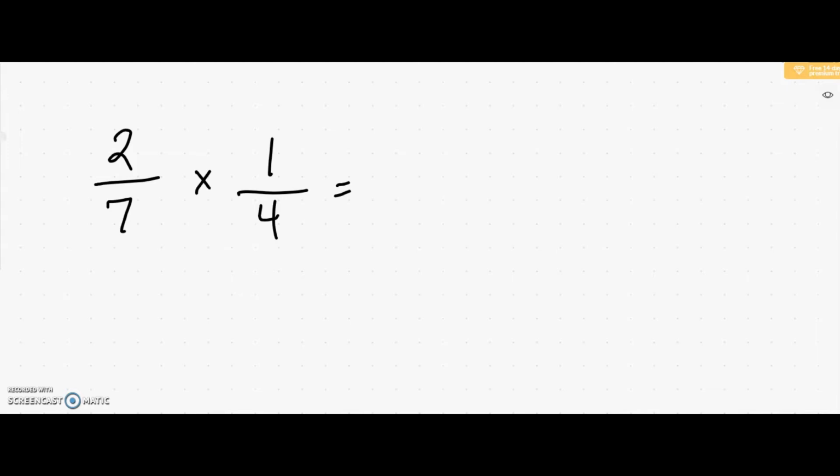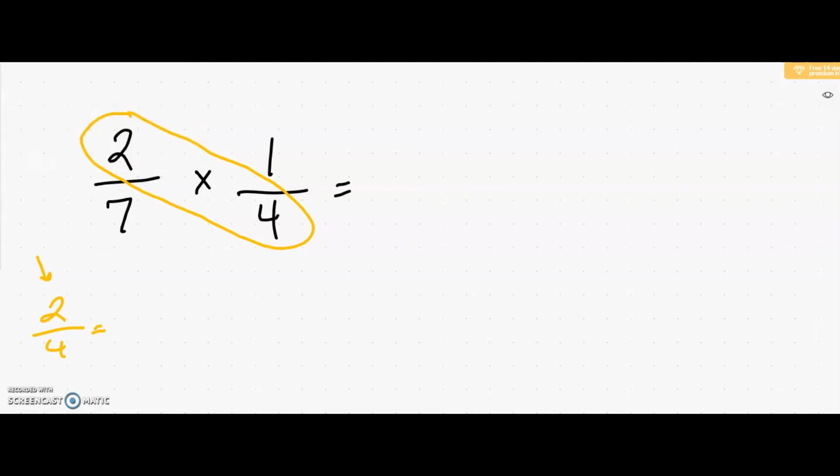Now, when you look at this, we're going to look to cross-reduce. You always look to cross-reduce. You're not always going to be able to, but in this case you can. The 2 and 4, we can come up with 2 numbers that would shrink that down. It's like simplifying, like we did earlier, but this time you're going to do it in a diagonal method.